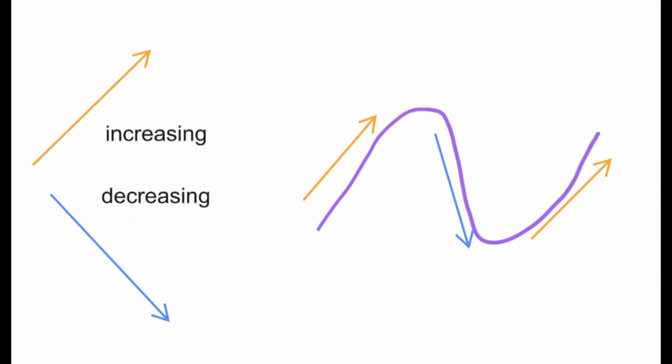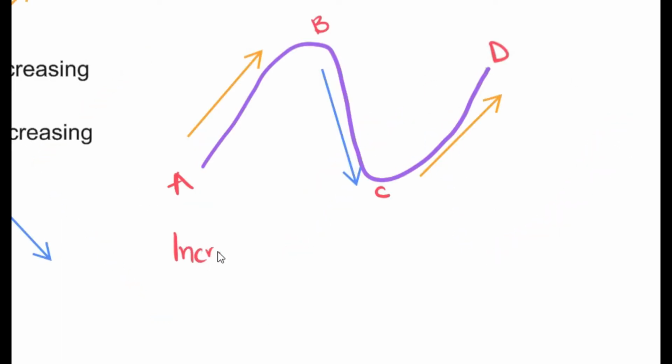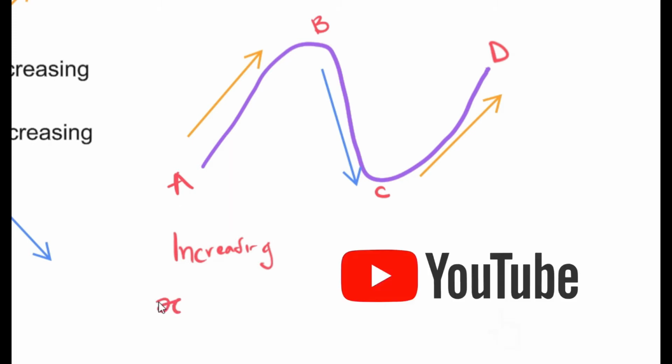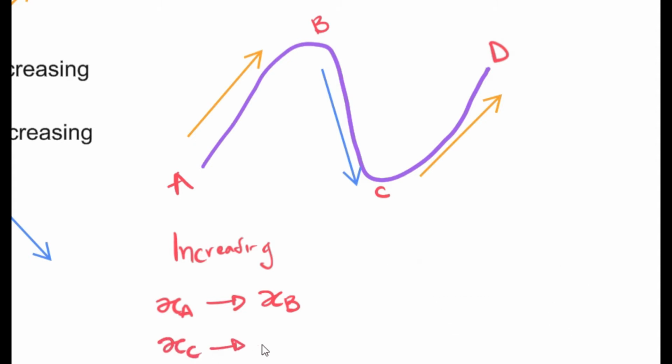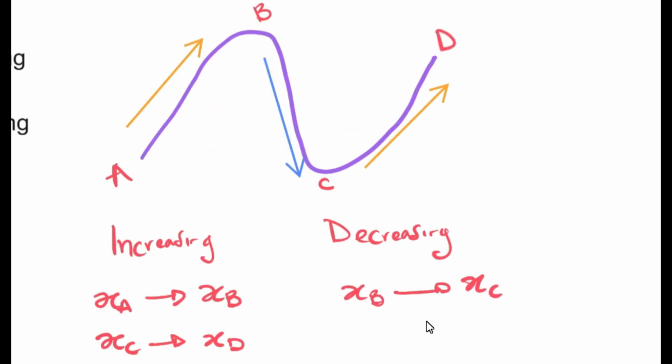So let's label them A, B, C, and D. Our graph is increasing from the x-coordinate of A to the x-coordinate of B. It is also increasing from the x-coordinate of C to the x-coordinate of D. Now the decreasing part is from the x-coordinate of B down to the x-coordinate of C.